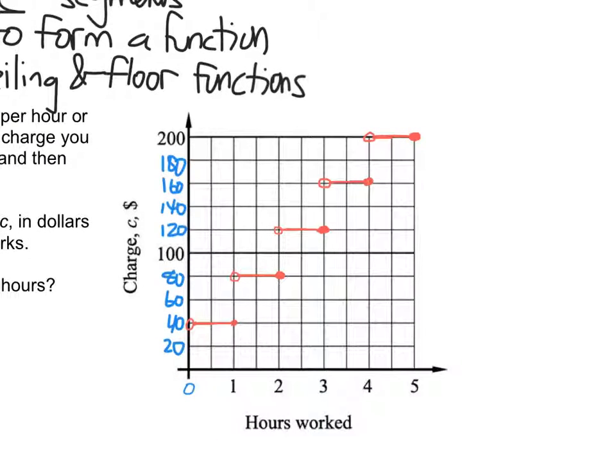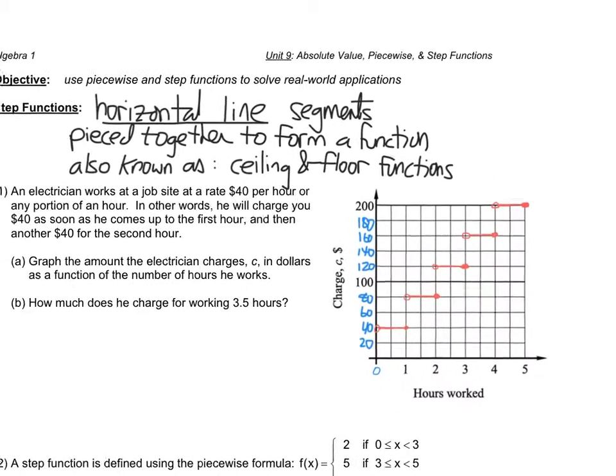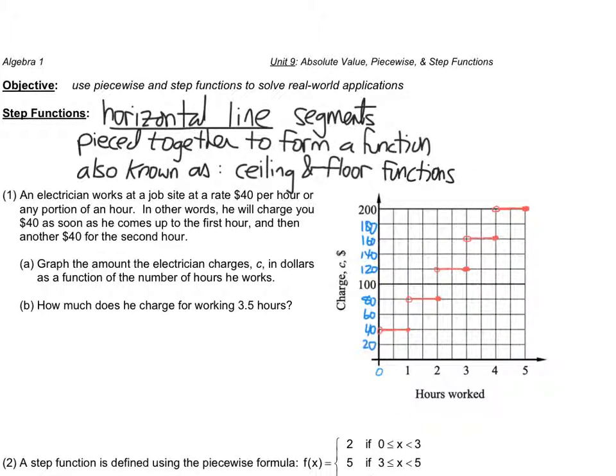All right, so that's what a step function looks like, and you can see it looks like steps, so that's kind of why that's the same. So how much you paying if the person works for 3.5 hours? $160. Good job.